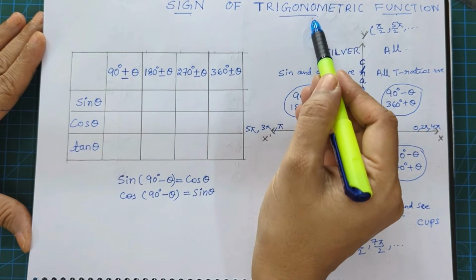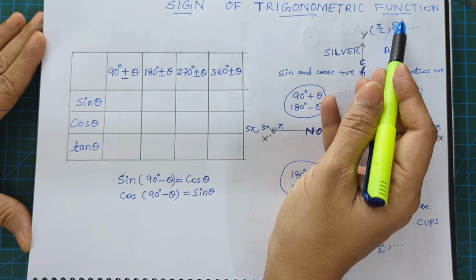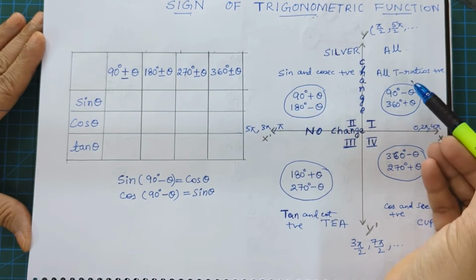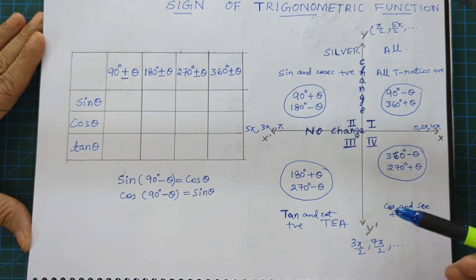The signs of trigonometric functions. There are 6 trigonometric functions. What will be their sign, meaning plus sign or minus sign, in the various quadrants? So that we will know.